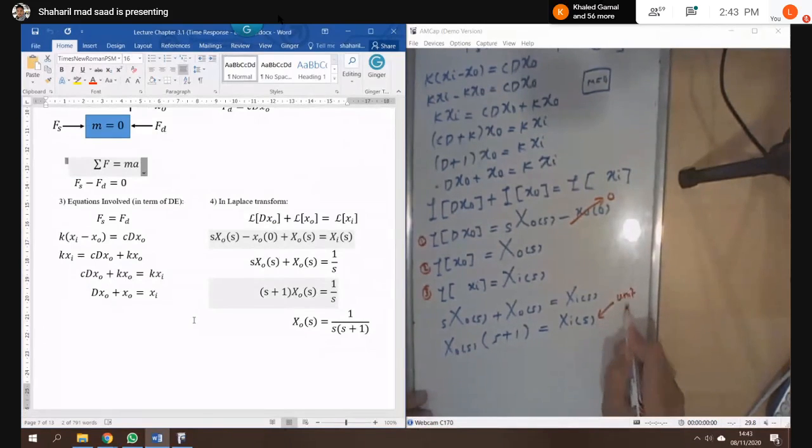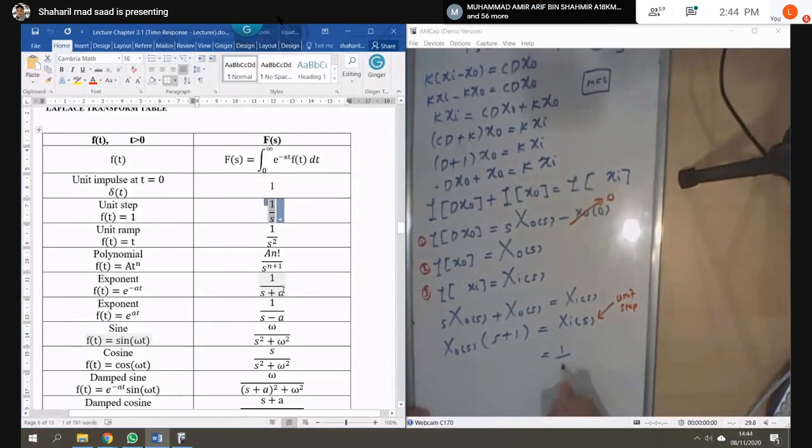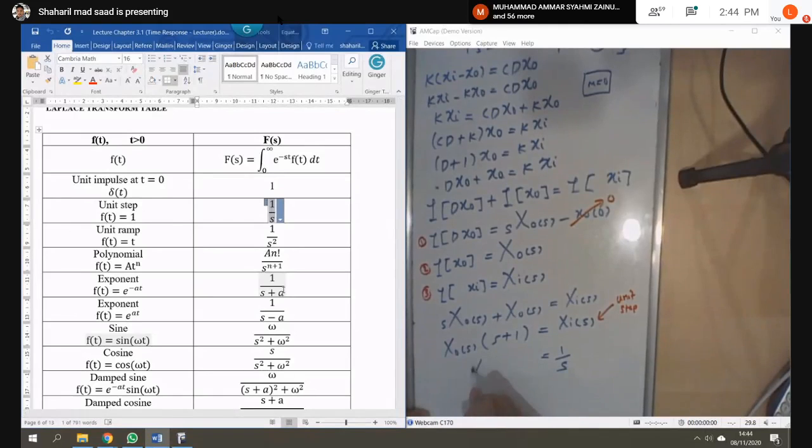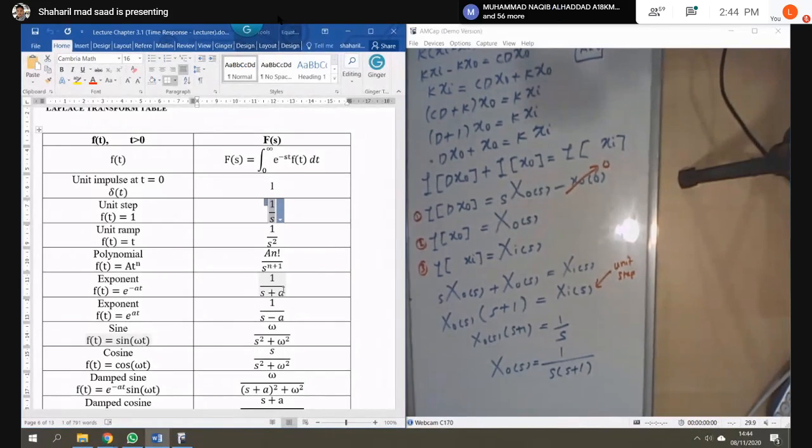when you Laplace it, right? So let's look again at the table. Unit step input here, when you Laplace it, it will become 1 over s. So now the input will become 1 over s. This one we maintain s plus 1. And then the output you will get is 1 over s plus 1.